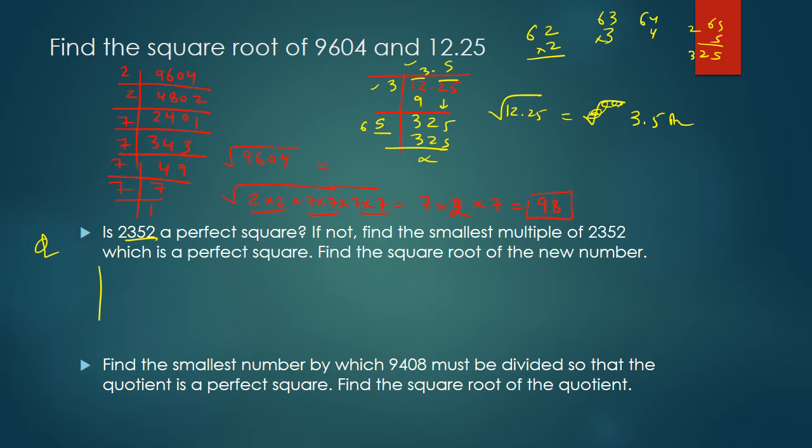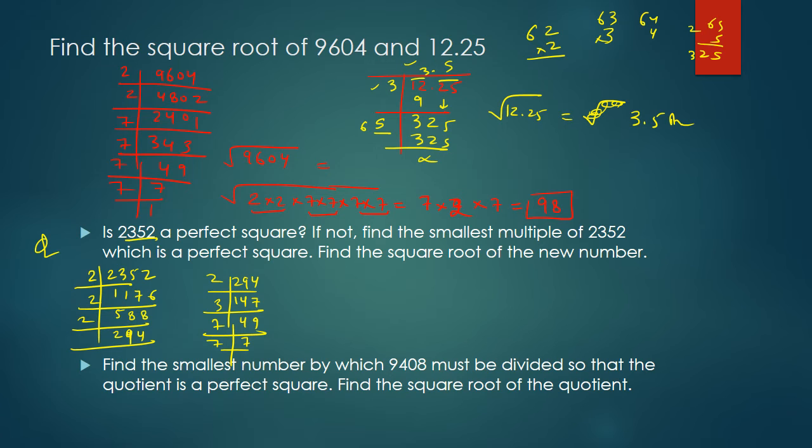So you have to check if it has all the prime factors in paired form or not. For 2352: 2 ones are 2, 2 sevens are 14, 2 sixes are 12, 2 fives are 10, 2 eights are 16, 2 twos are 4, 2 nines are 18, 2 fours are 8. Then for 294: 2 ones are 2, 2 fours are 8, 2 sevens are 14, 3 fours are 12, 3 nines are 27, 7 sevens are 49, 7 are 7.